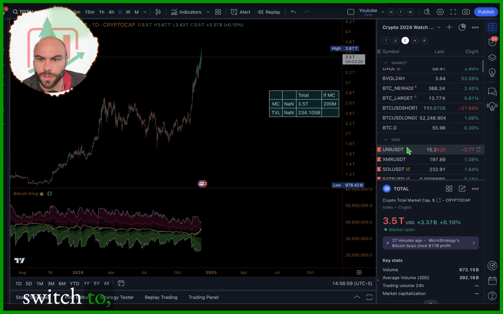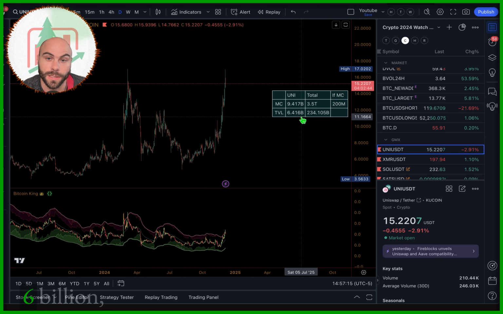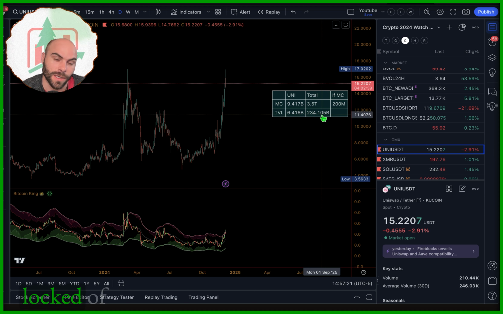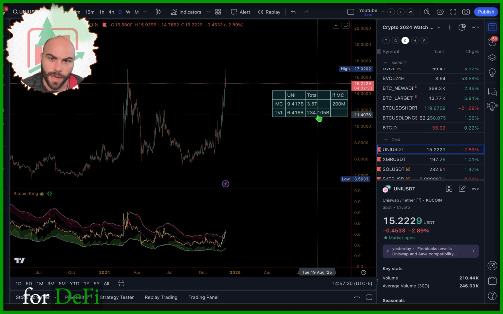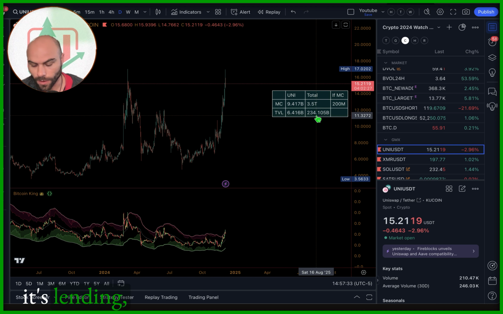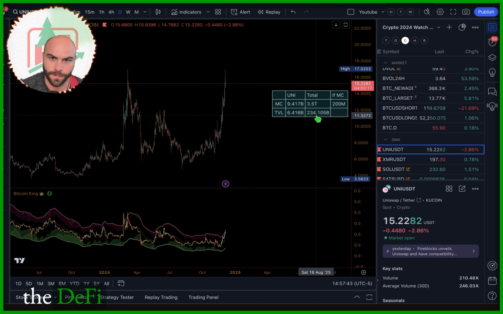If we switch to Uniswap, this one has a market cap of 9.4 billion. Total value locked, and this coin is 6 billion. You can see the total value locked of all DeFi, 234 billion value is locked up right now. And that's for DeFi stuff, whether it's lending or interest reserves, whatever else they need to do to lock up their coins. Staking, that's all the DeFi stuff.